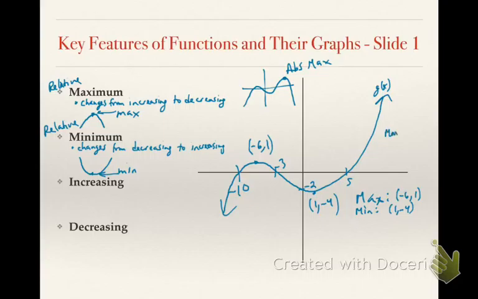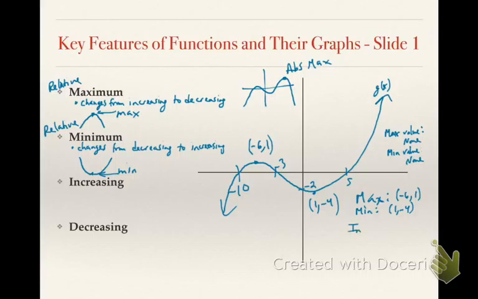Now the max value, well in this case there is none because it goes to infinity, and the minimum value, same thing, there is none because it goes to -infinity on the left side. Okay.